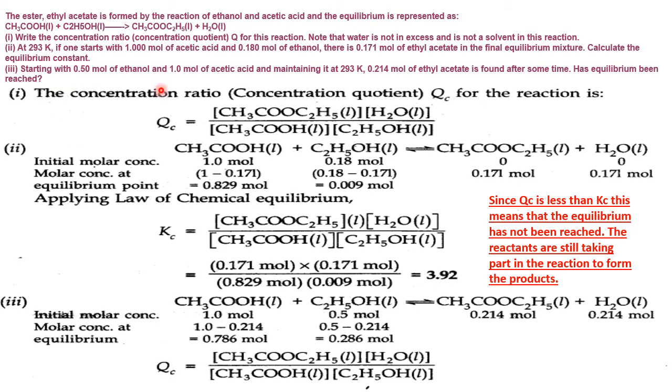Now, the third: starting with 0.5 mole of ethanol and 1 mole of acetic acid, maintaining at 293 Kelvin, 0.214 mole of ethyl ester is found after some time. That is the amount given here that you have to take out. So it is 0.786 mole of acid that is left, and that much of the alcohol is left at this point after some time. That much is formed as per the question.